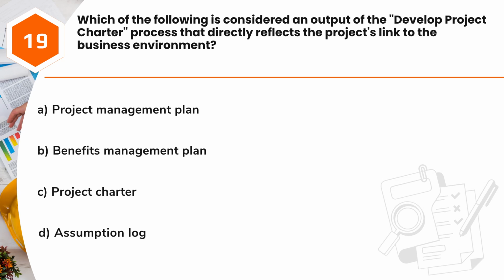Question 19. Which of the following is considered an output of the Develop Project Charter process that directly reflects the project's link to the business environment? A. Project Management Plan. B. Benefits Management Plan. C. Project Charter. D. Assumption Log.